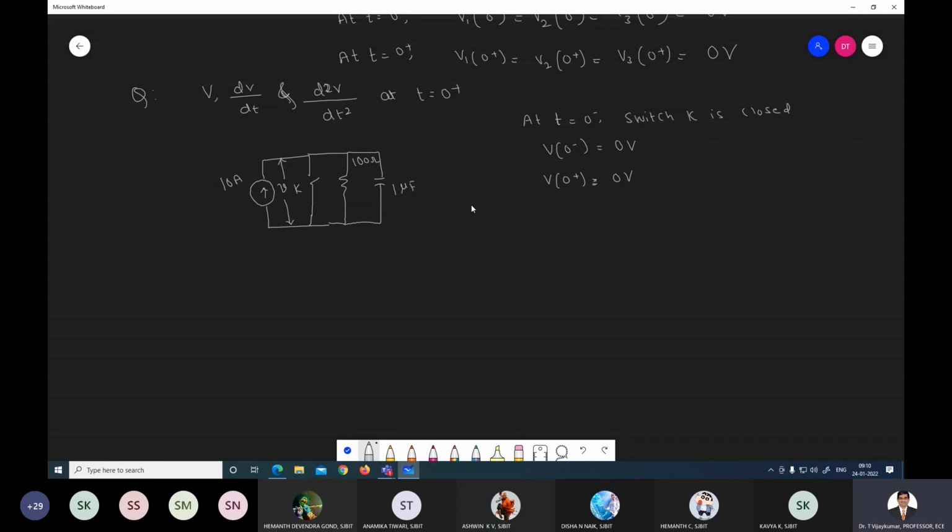Sir, the switch has opened at t is equal to 0. Earlier it was closed, a short circuit. When it is shorted, the voltage across the capacitor is 0. That voltage across the capacitor will not change immediately. Even if you suddenly open the switch, the voltage across it will be 0 only. Therefore, V of 0 minus and V of 0 plus are 0. Clear?